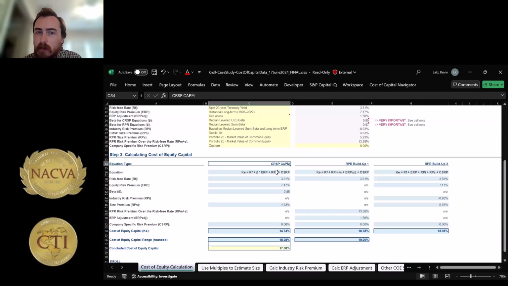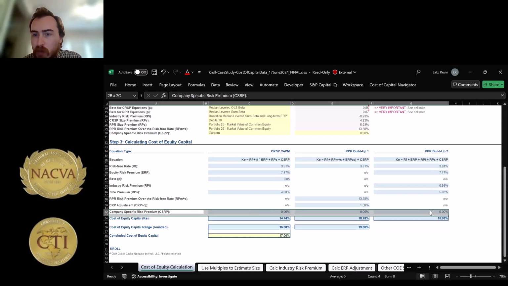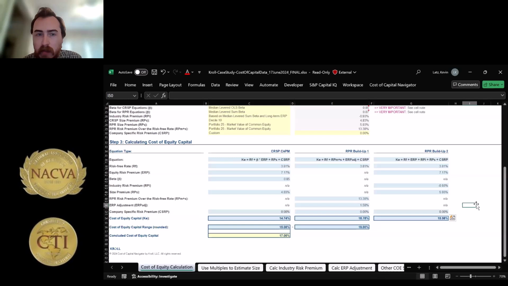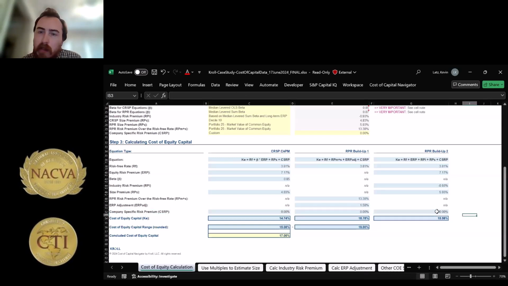So the first is the CRSP CAPM. So we're using a beta instead of an industry risk premium, and we're using the CRSP size premium. We do have a spot here for the company-specific risk premium. Theoretically, that would be added at the end. We have this all at 0 for now, but we included it in case you might want to use this as a template on your own.